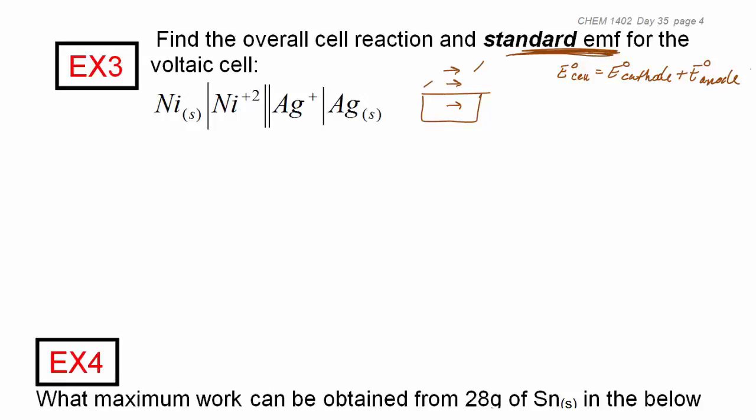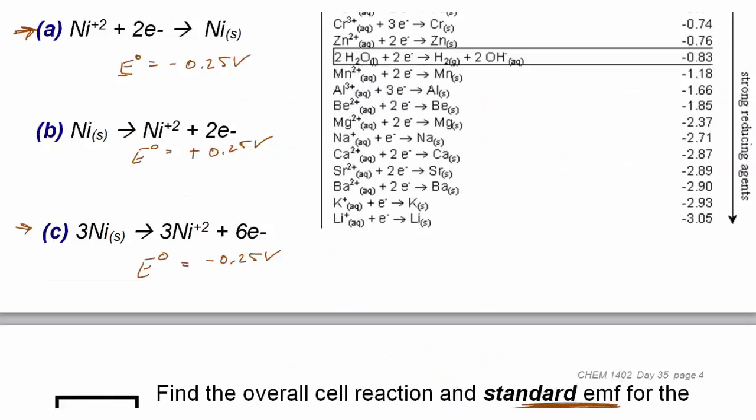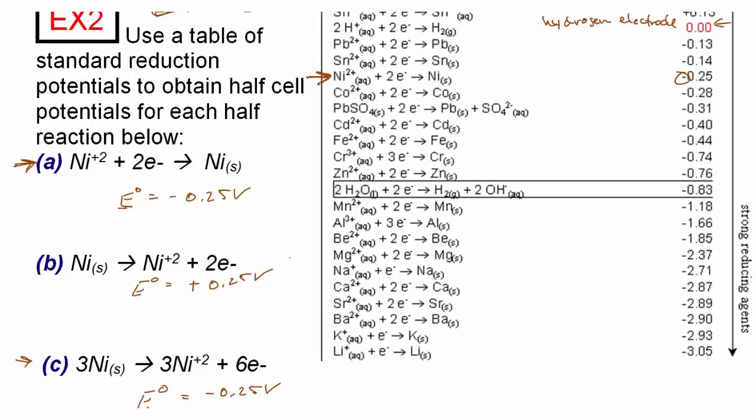So let's go ahead and see if we can find these. We have nickel solid going to nickel plus 2. And you can just figure it out or just look at the table, but it has to be 2 electrons here, right? And we said nickel solid going to nickel plus 2 was a positive 0.25 volts.